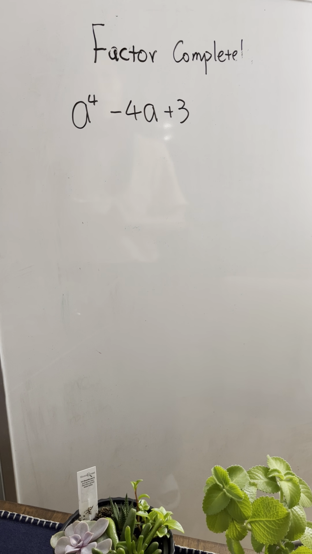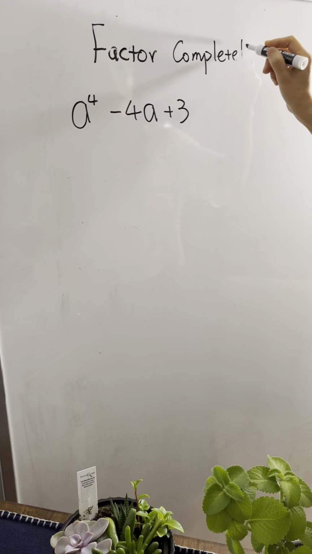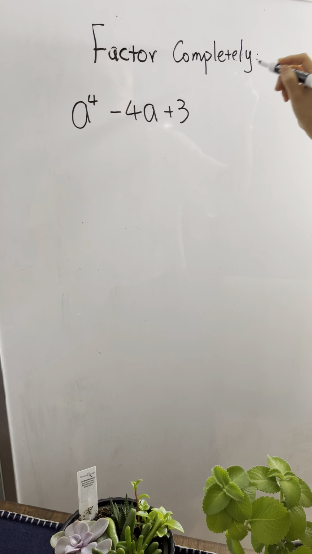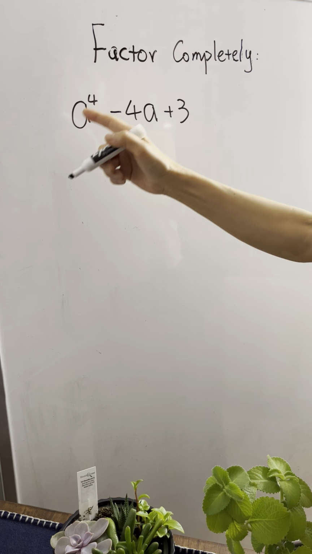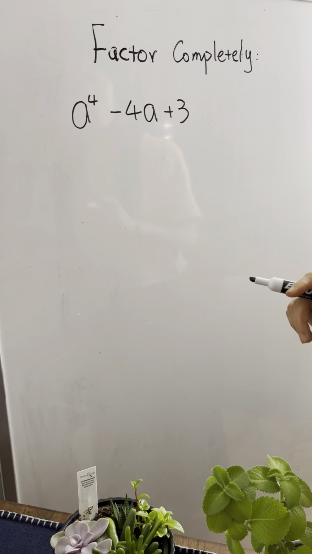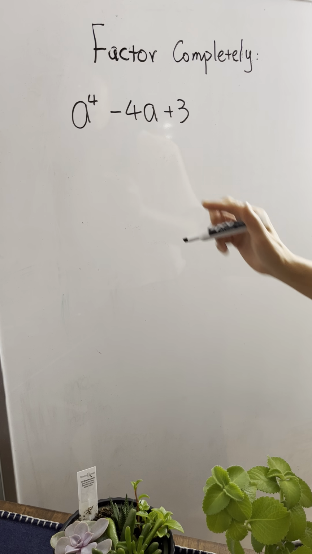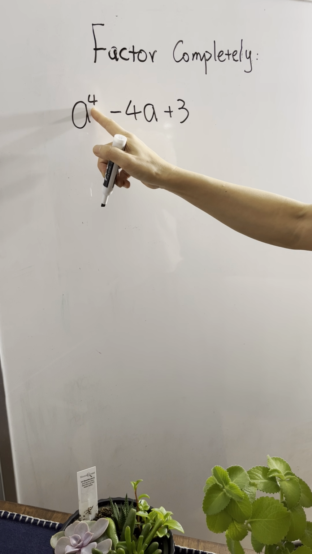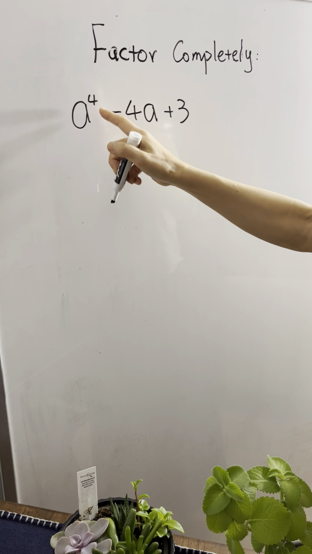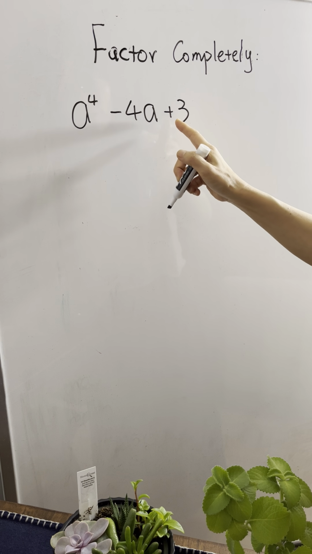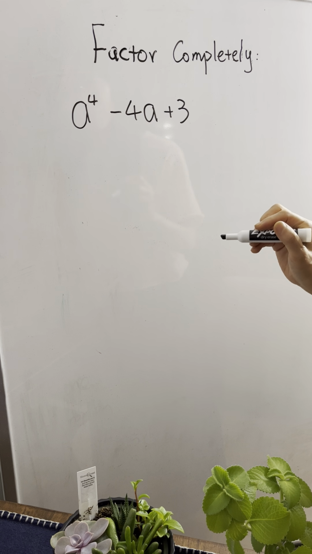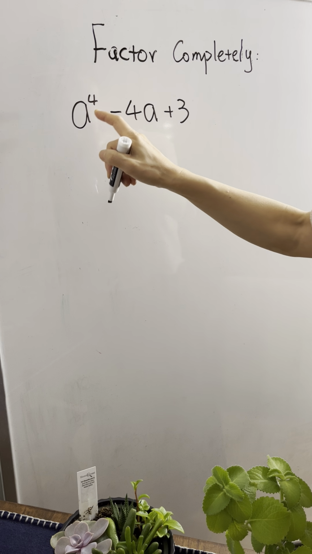So how do we factor this? We want to put this trinomial into factor form. This is to the fourth power. If this is a square, that's easy, right? We will have two factors, -3 and -1. But this is to the fourth power.